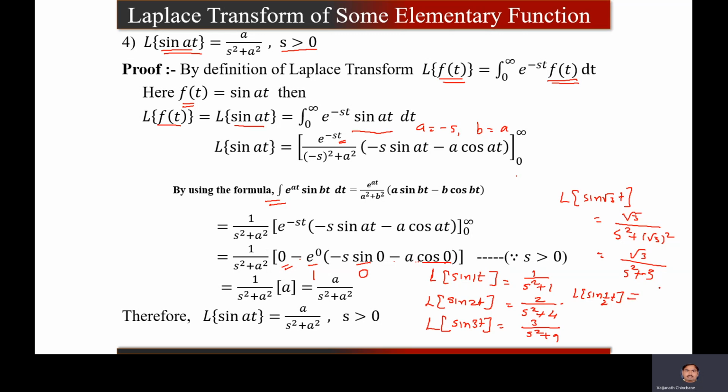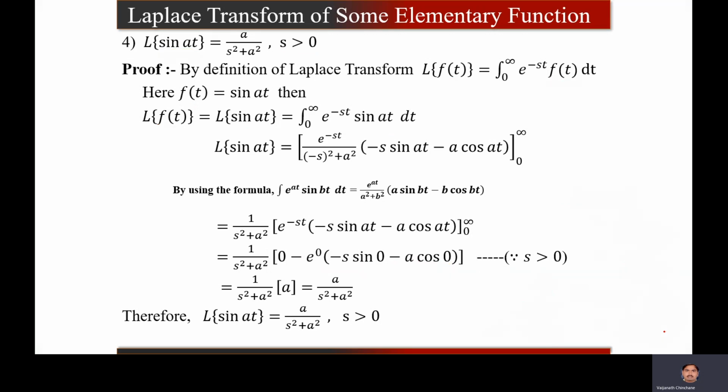Suppose we want to find this, it is 1 by 2 upon s square plus (1 by 2) whole bracket square, and that is equal to 1 by 2 s square plus 1 by 4. So this is the answer. So this is about the elementary function sin at, and the Laplace of sin at is a divided by s square plus a square.